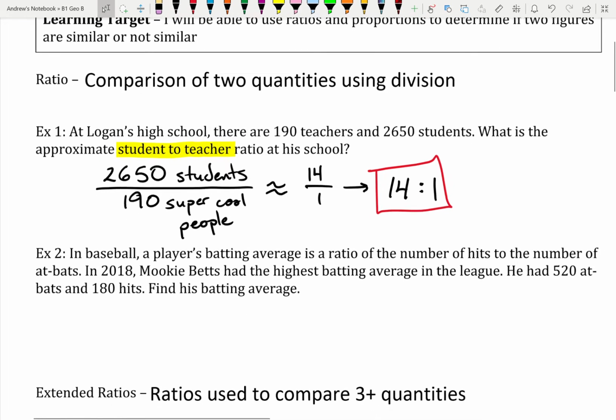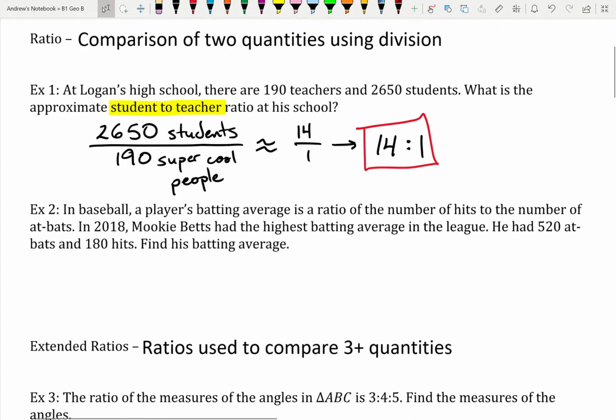Another place they use these is in baseball. A player's batting average is a ratio of the number of hits to the number of at-bats. Again, right off the bat, it gives us a direction for how to look at this. Whatever number I have for hits goes on top, and the number of at-bats goes on the bottom of the fraction.